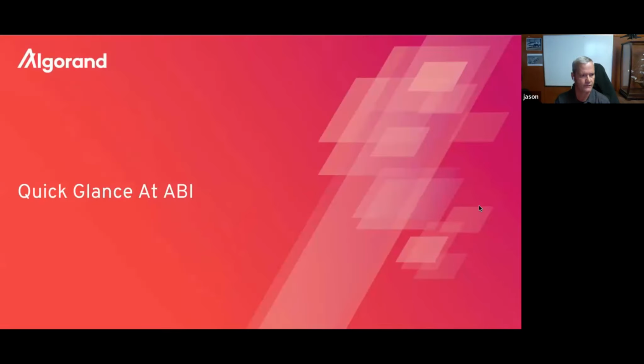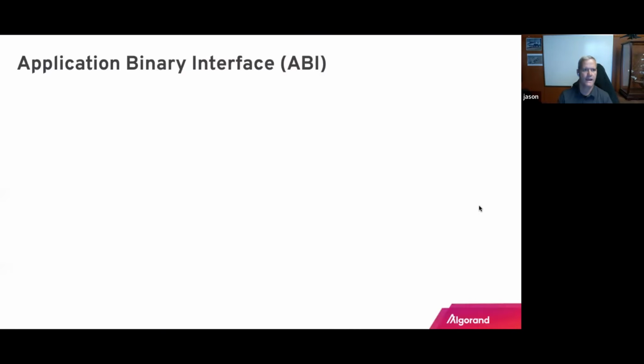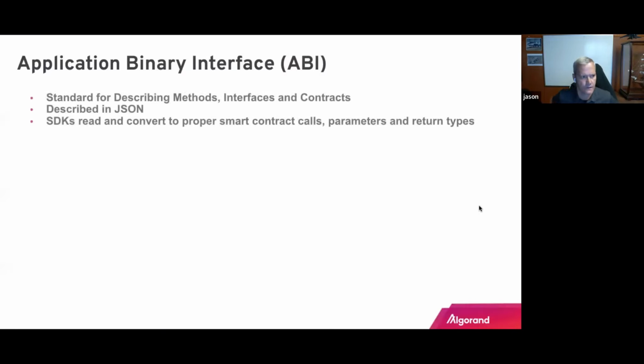ecosystem. All right, so before getting into how you actually write these smart contracts, I want to take a quick glance at something we call the ABI. The reason I'm going to do this is that in the two examples I'm going to show you today, both of them make use of the ABI. The ABI is a standard for describing methods, interfaces, and contracts.